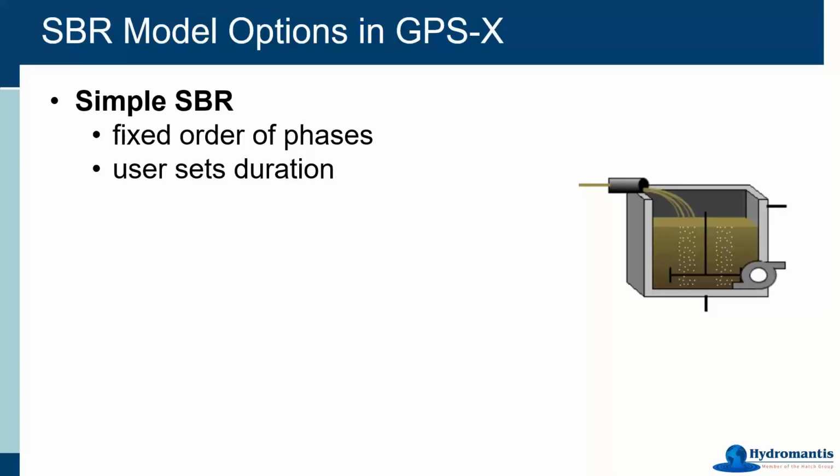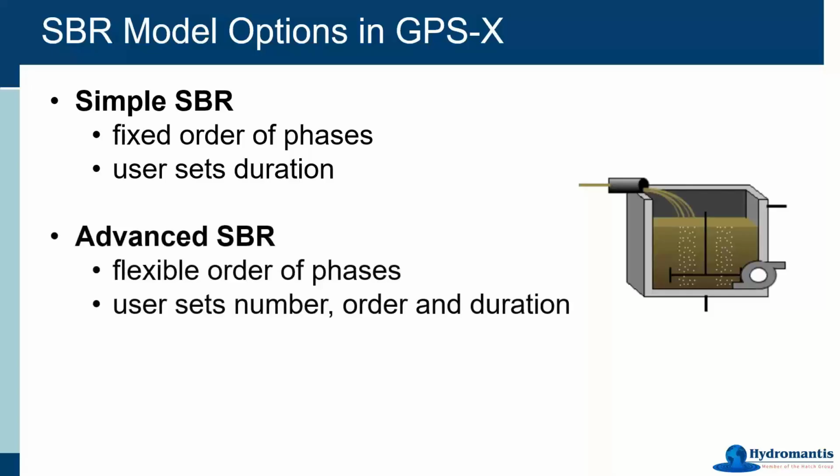It has a fixed order of phases, and you just have to set the duration, and then it knows when I go into aeration mode that I need to get that airflow rate or DO control set point that you've specified. And when it moves on to the next one, it knows which particular sections or phases of the cycle should be mixed and which ones shouldn't, and so on. This is what a lot of people use, especially if it's their first time modeling SBRs. It's a good one to tackle with.